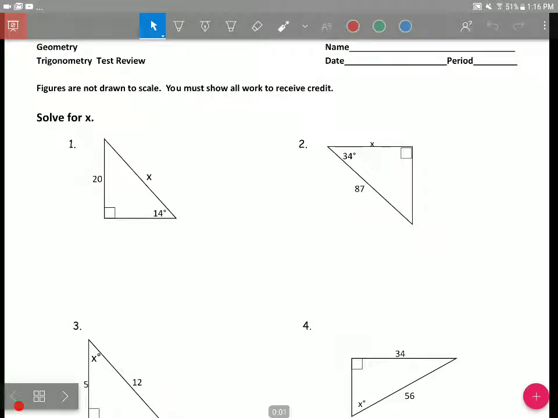All right, math fans, this is the Geometry trig review for the test that is on Tuesday and Wednesday, depending on what class period you're in.